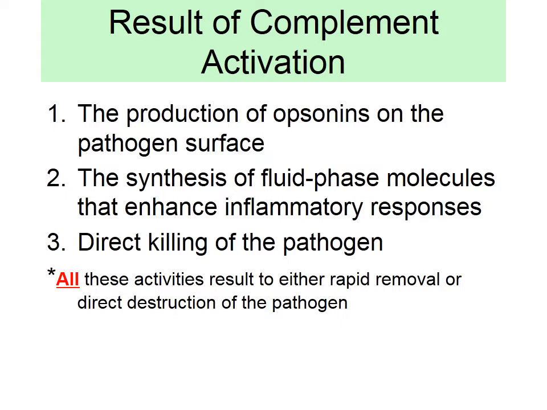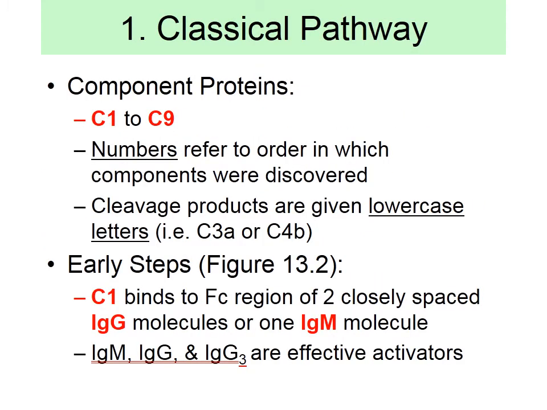Now, a little bit of detail. Let's take each one of these pathways separately and go over some of the important components. Number one, the classical pathway. There are different component proteins, C1 through C9, and these numbers are in the order in which they were discovered. All the different protein components break into an a and b. Most of the time we say a is the anaphylatoxin, and b is an opsonin.